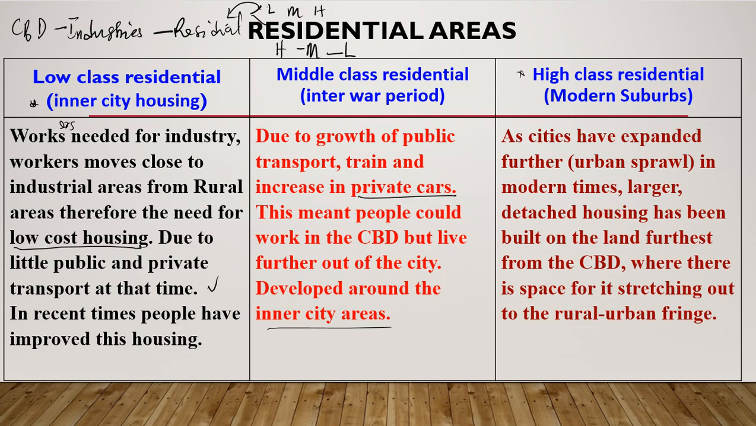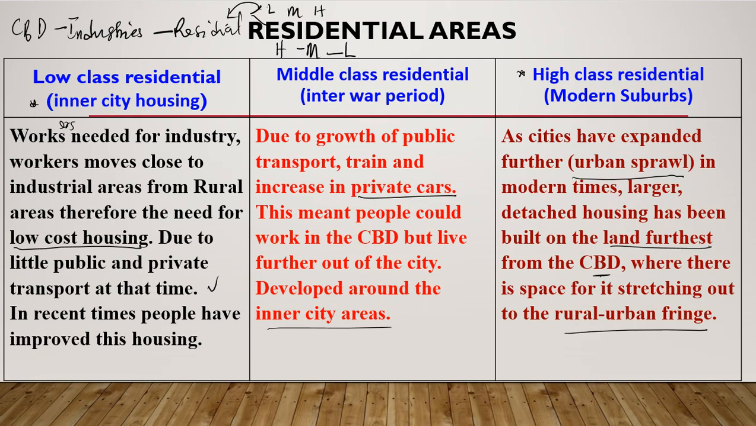Then we have the high class residential. As cities have expanded further due to urban sprawl, which we'll look at again in a subsequent lesson, in modern times larger detached housing has been built on the land furthest away from the CBD, where there is space for it, stretching out to the rural urban fringes.